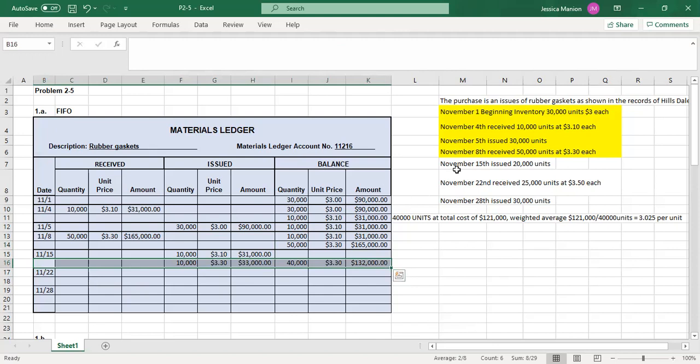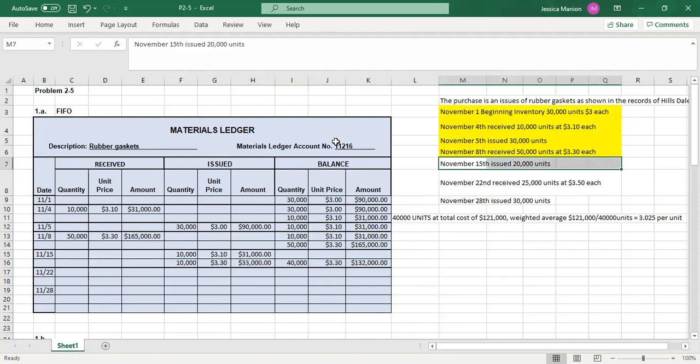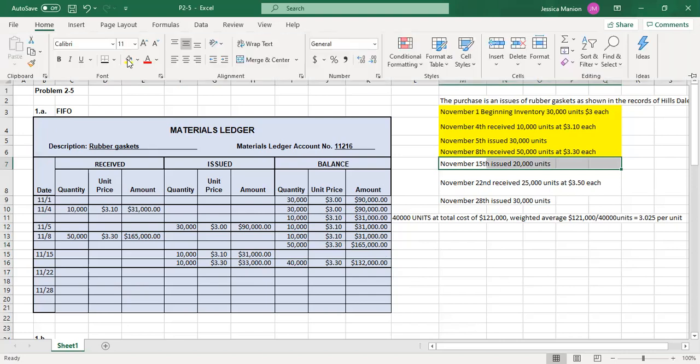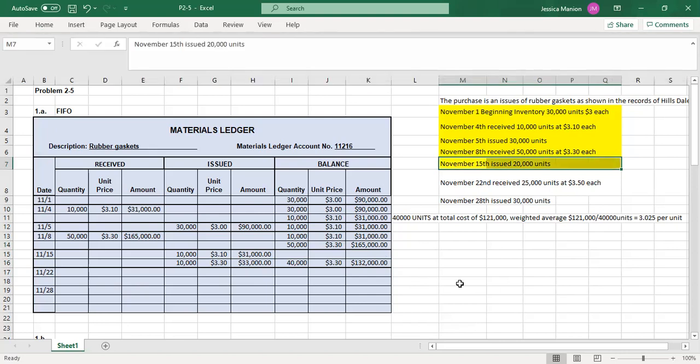Okay, our next one, November the 22nd. This one says we received 25,000 units at $3.50 each. Okay, so 25,000 units that cost $3.50 each.